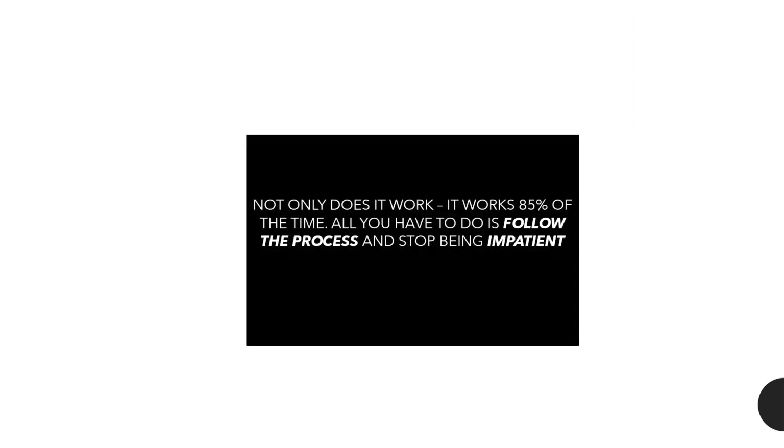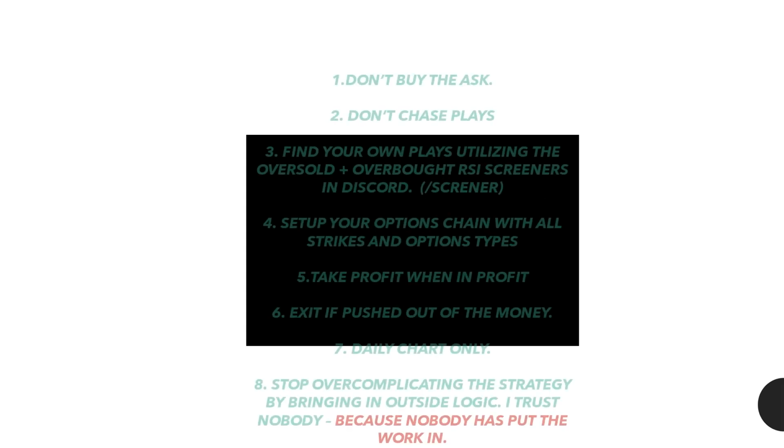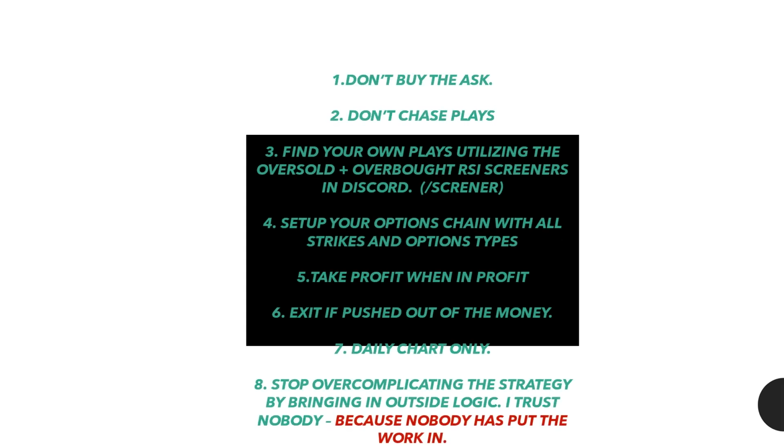Not only does the strategy work, it works 85% of the fucking time. I can verify this. All you have to do is follow the very simple process and stop being impatient. Stop not taking gains. Stop buying the ask. Find your own plays even. Utilize the oversold and overbought RSI screeners that I've created. You don't need playbooks. You're going to miss opportunities. Go find daily RSIs, broken upside or downside. Buy them a few weeks out, monthly expirations. You will win 85% of the time.